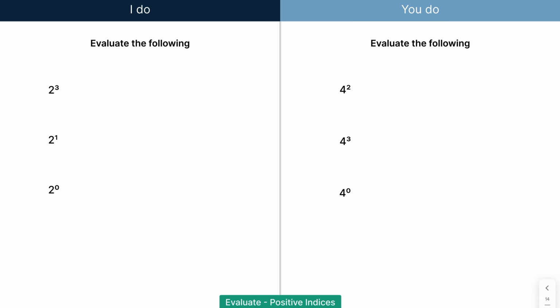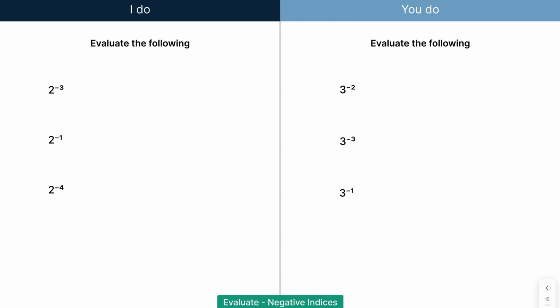So moving on here, we've been asked to evaluate. Okay, so the word evaluate just means give an exact value. So 2 cubed would just be 8, 2 to the power of 1 would be 2, and anything to the power of 0 is always 1. Okay, so hopefully you've pressed pause and had a go at this. So that's 16, 64, and 1.